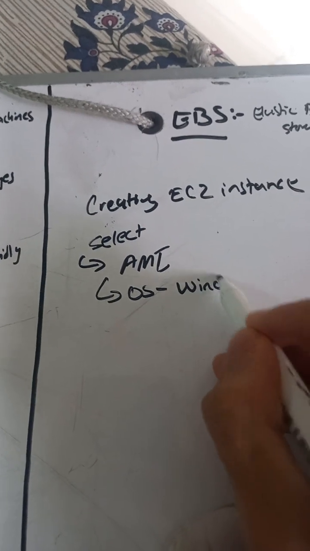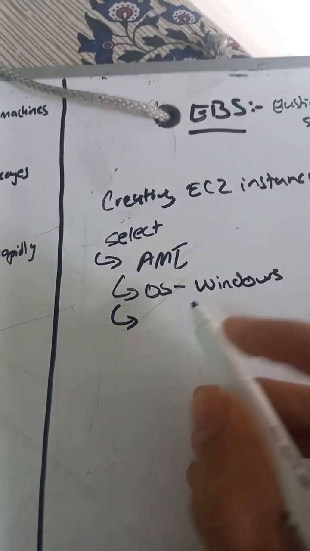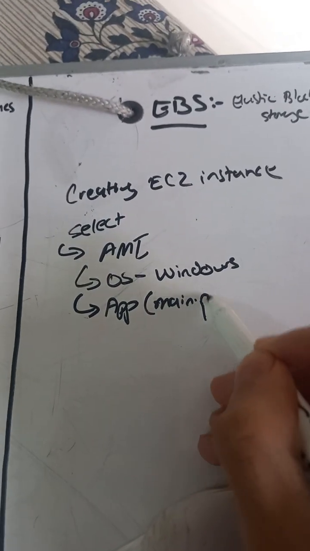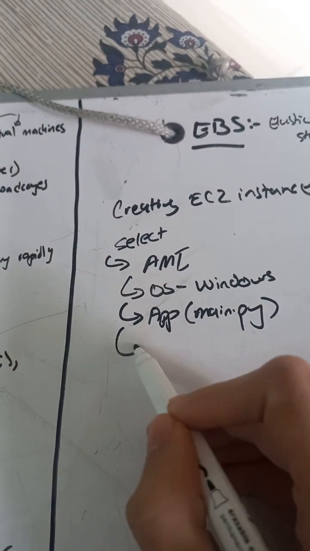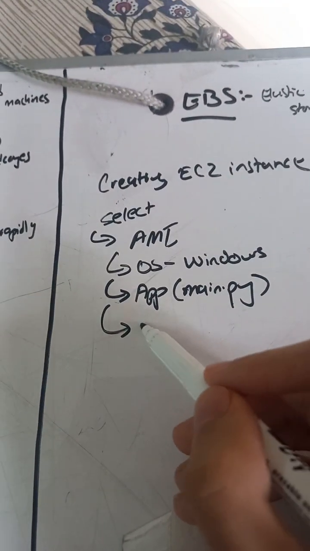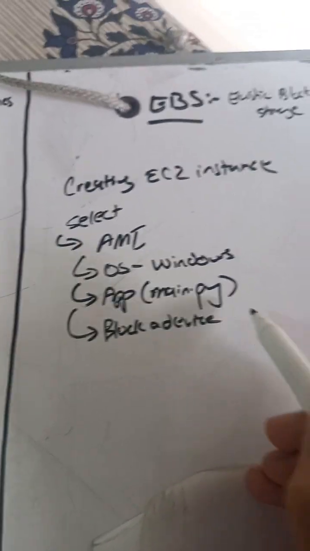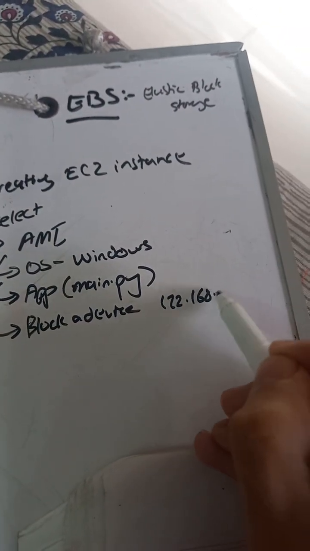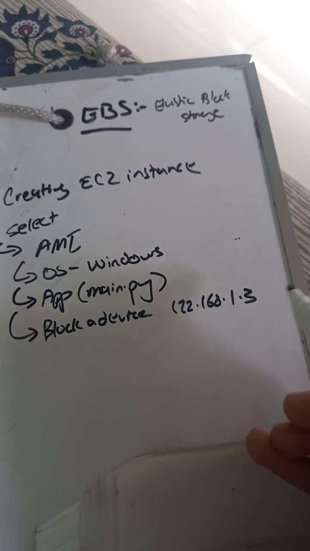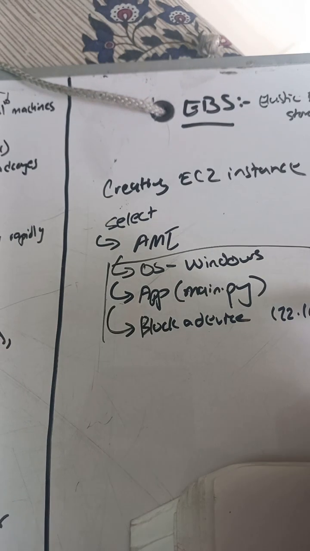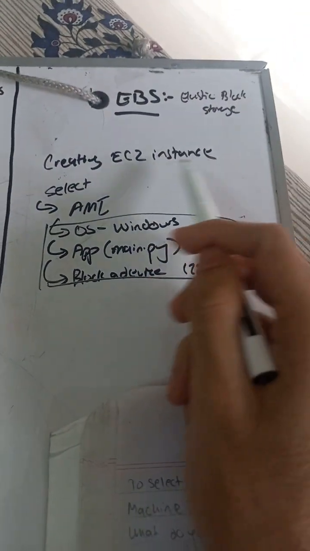For example, I want a Windows OS and I want to run an application, let's say main.py, and I'm providing the code for main.py, and I am saying that I want to block a device which has an IP of 172.168.1.3, for example. So these are all the configurations that are going inside the AMI. And then this is going to create your EC2 instance.